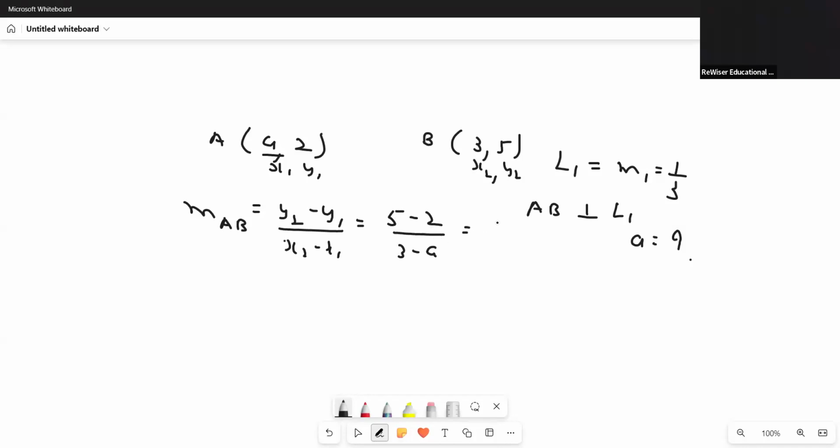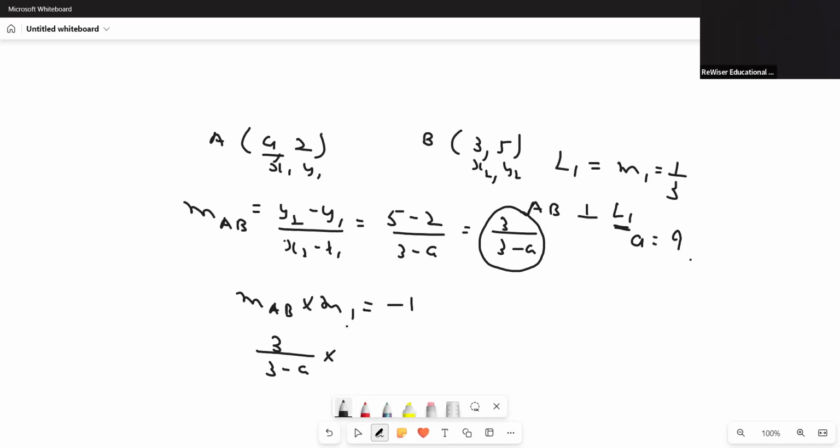So the slope that we got from here is 3 over 3 minus a. So that's the slope of the line AB. The slope of the line L1 is 1 by 3. So according to the formula, the slope of the line AB times M1 should be equal to minus 1, since these two lines are perpendicular. So that means 3 by 3 minus a times M1, which is 1 by 3, should be equal to minus 1.